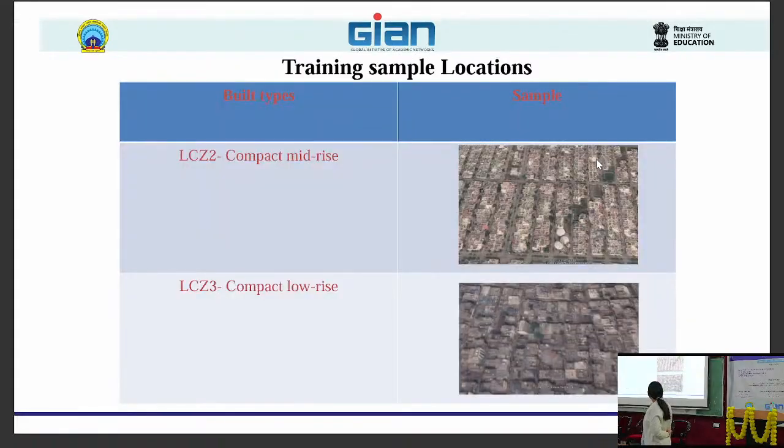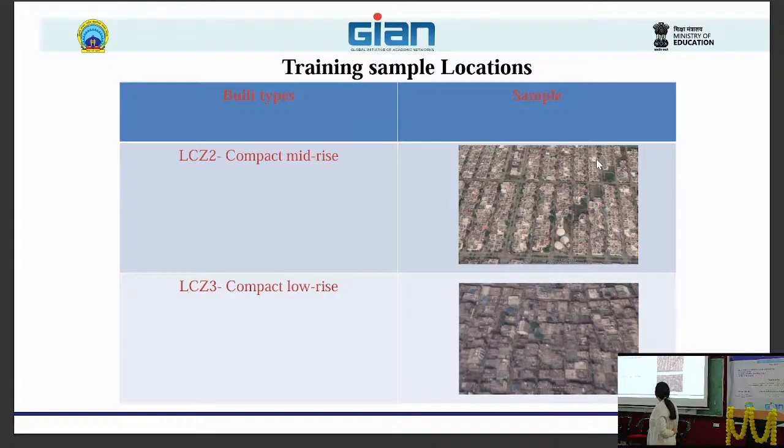So, these pictures are from Bhopal itself, compact mid-rise. So, nowadays we see that row housing is very much prominent and common in Bhopal and many other cities also, because it gives independent bungalow type typologies, and so this is compact mid-rise. So, most of the developers go for compact mid-rise nowadays in Bhopal. So, this is compact mid-rise, LCZ 2.